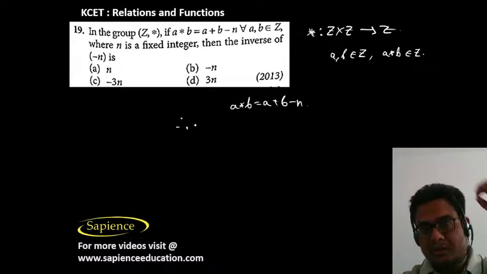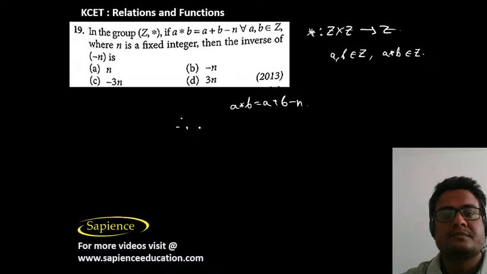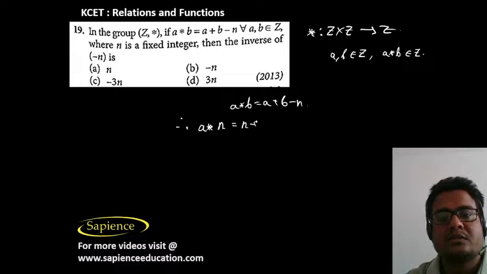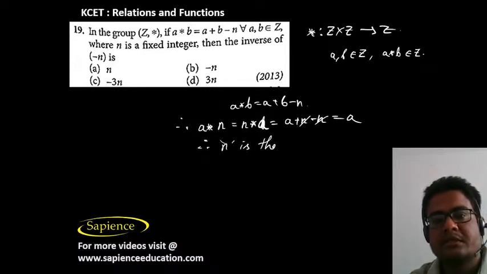So first we need to find the identity element. Identity element is that A star e equals e star A equals A. If you do A star n, that is equal to n star A, equal to A plus n minus n, which is A. N star A also will be n plus A minus n, which is the same, equal to A. So therefore n is the identity element.